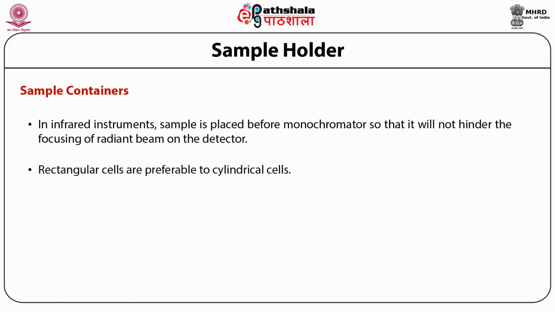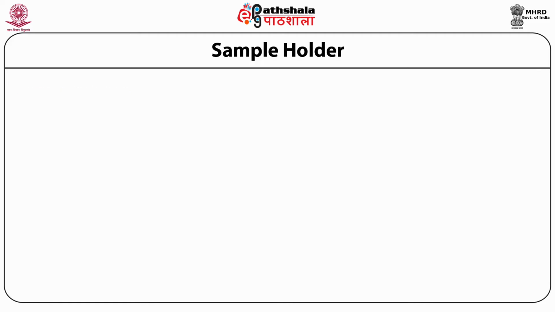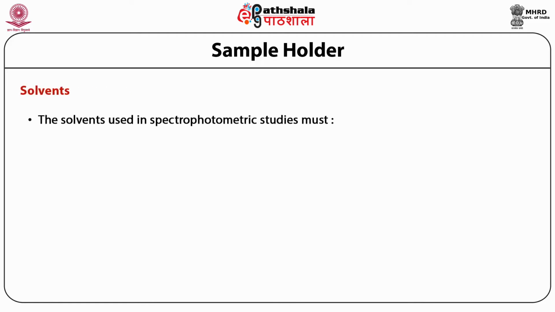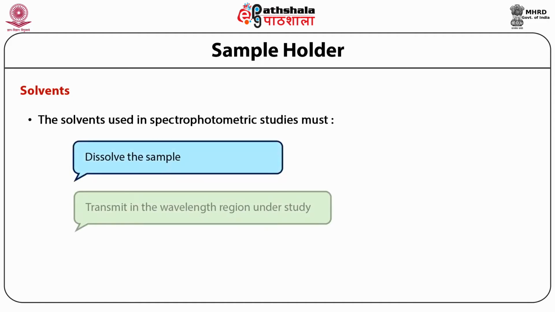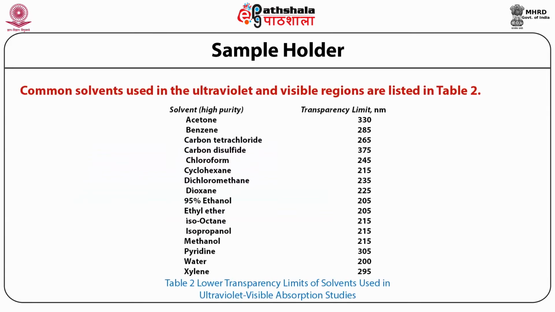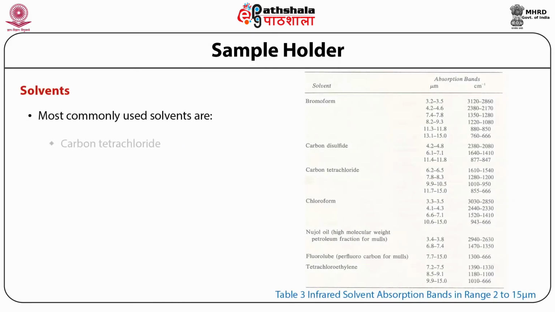Rectangular cells are preferable in comparison to cylindrical cells. Solvents used in spectrophotometric studies must dissolve the sample and transmit in the wavelength region under study. Common solvents which are used in the ultraviolet and visible regions are listed in Table 2 along with their lower transparency limits. Commonly, carbon tetrachloride, carbon disulfide, and chloroform are the most used solvents.